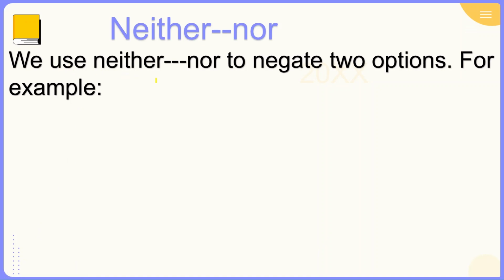We use neither...nor to negate two options. Negate means negative. For example, let's see some examples. So this means we use them to negate two options. Negate means negative.